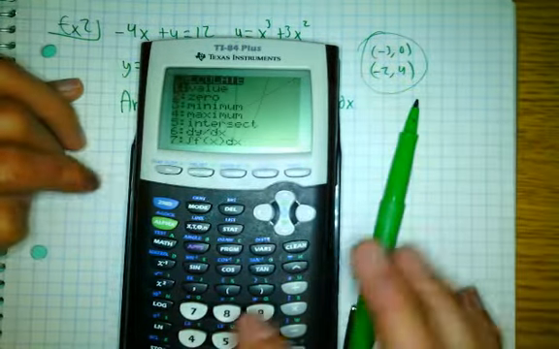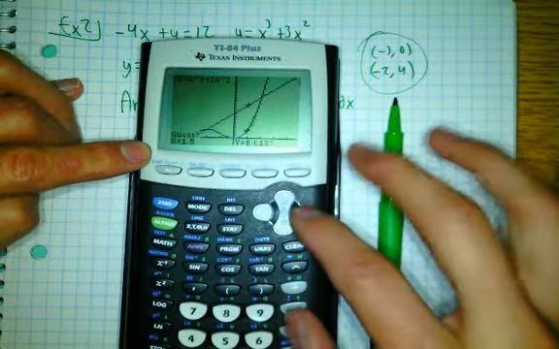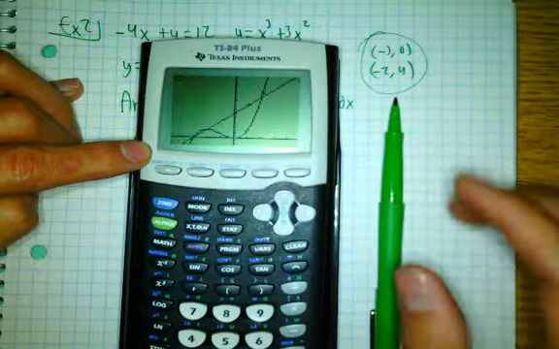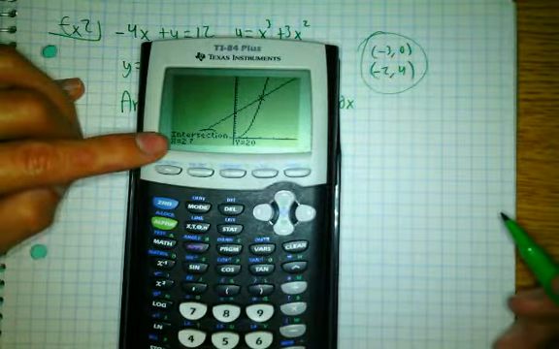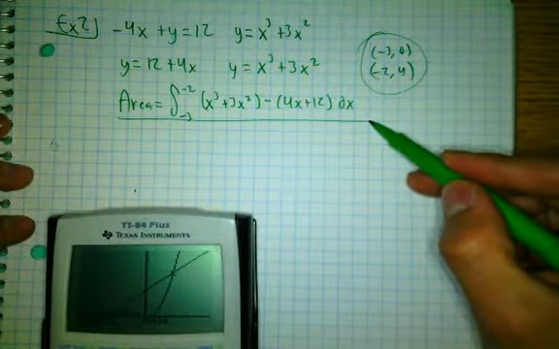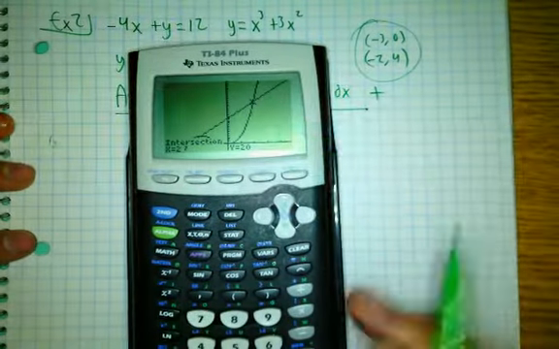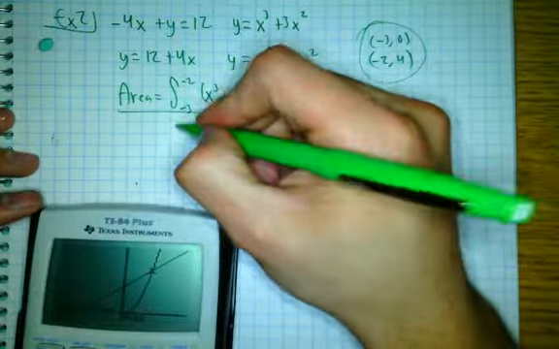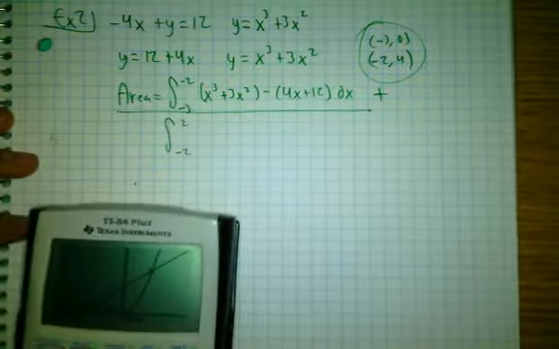You with me? So I'm going to do second calc. I need to find the intersect. So enter, enter, and enter. 2, 20. Right? So that means, hey, not only do I have this area right here, but I also need to add the area that's right here in between these two, right? From where to where? From negative 2 to 2. Negative 2 to positive 2.